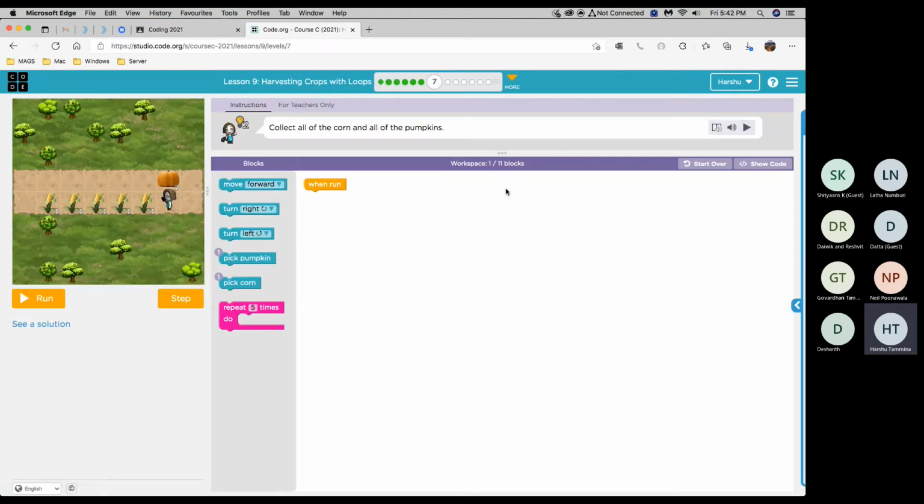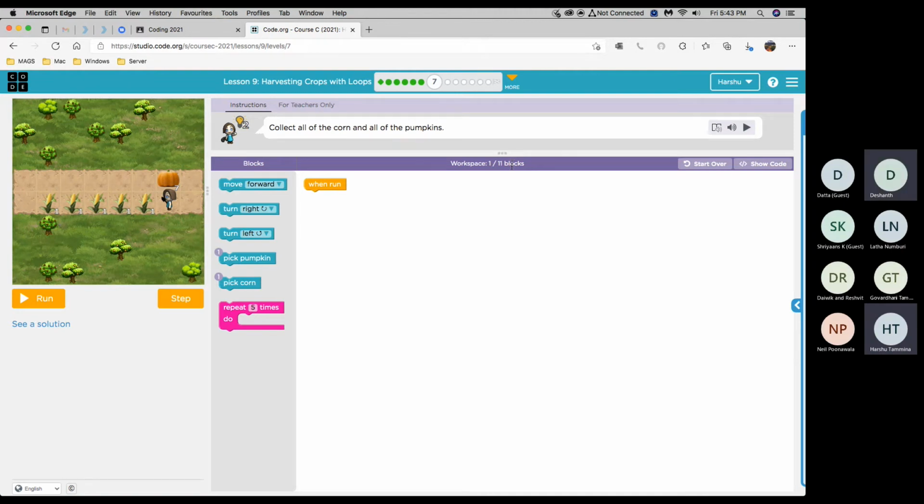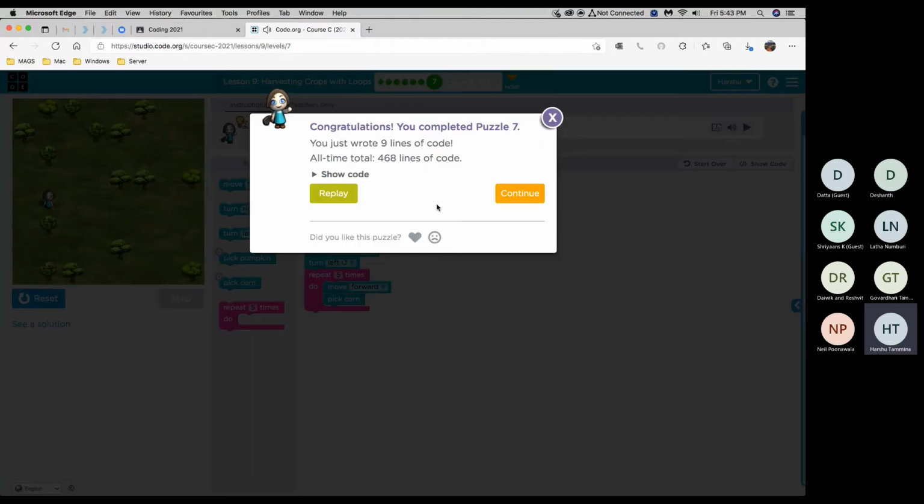So, level seven. Collect all the corn and all of the pumpkins. Who wants to have a turn now? Dishan? Turn right. Move forward. Put a repeat seven times. Pick pumpkin. Move back. Turn left. Then put a repeat five times. Move forward. Pick corn. Okay, let's see if that's correct. That's correct, good job.